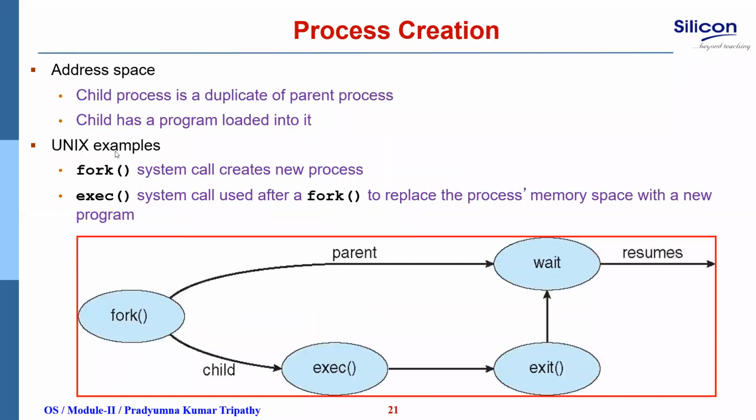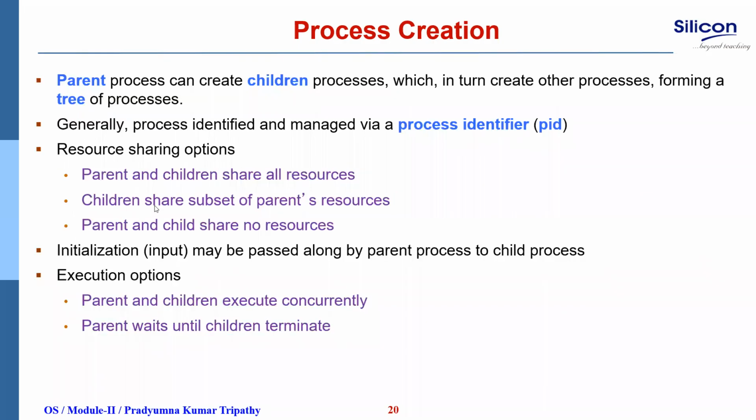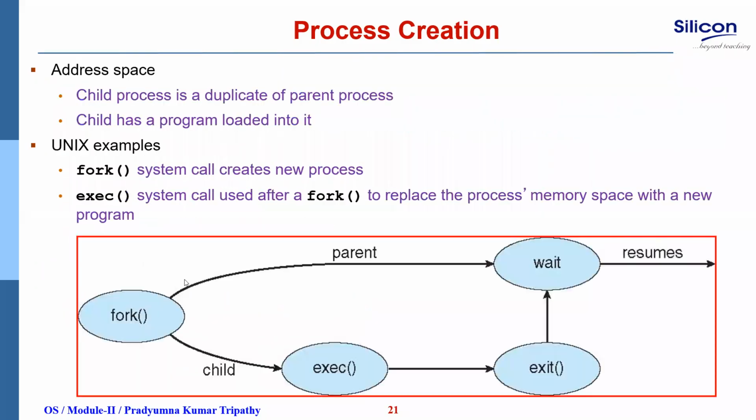Okay. So we have discussed two things. One is how they will share the resources. The second is how the processes will execute. They both can execute concurrently, or the parent has to wait till the child completes. How will they share the address space? The child process is a duplicate of the parent process.